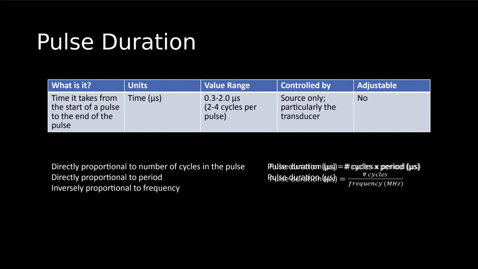You can calculate your pulse duration. You're taking your number of cycles and multiplying it by the period. You're usually going to be given that information in terms of a registry question. And if you're not given period and you're given frequency instead, you can calculate it using the number of cycles divided by the given frequency. So just know that interchangeable equation to calculate this.